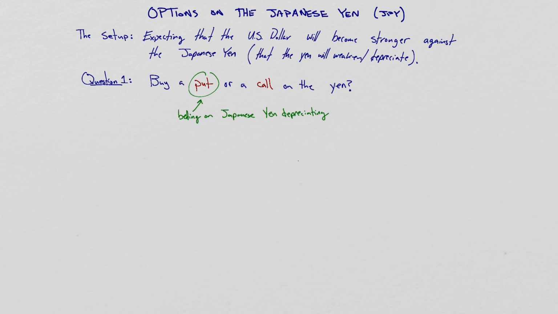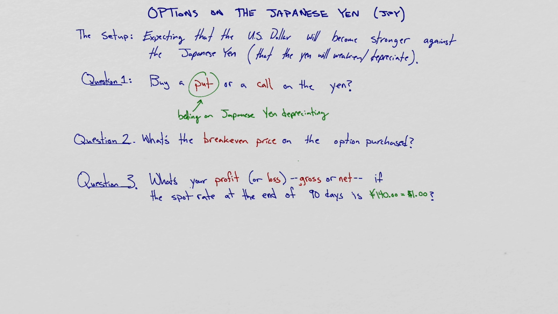And then we have two more questions to answer as part of this problem. The second is, what's the break-even price on the option purchased? Sort of like, what does the Japanese yen need to go to for us to at least make our money back on this put option? And then the third question is: what's your profit or loss, both gross as well as net profit, if the spot rate at the end of 90 days ends up at 140 yen to the dollar?